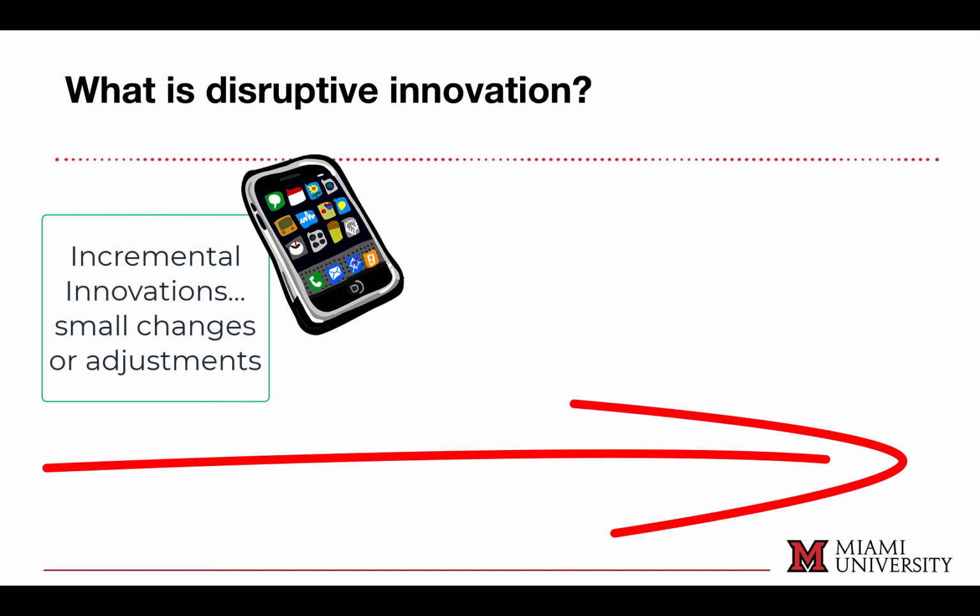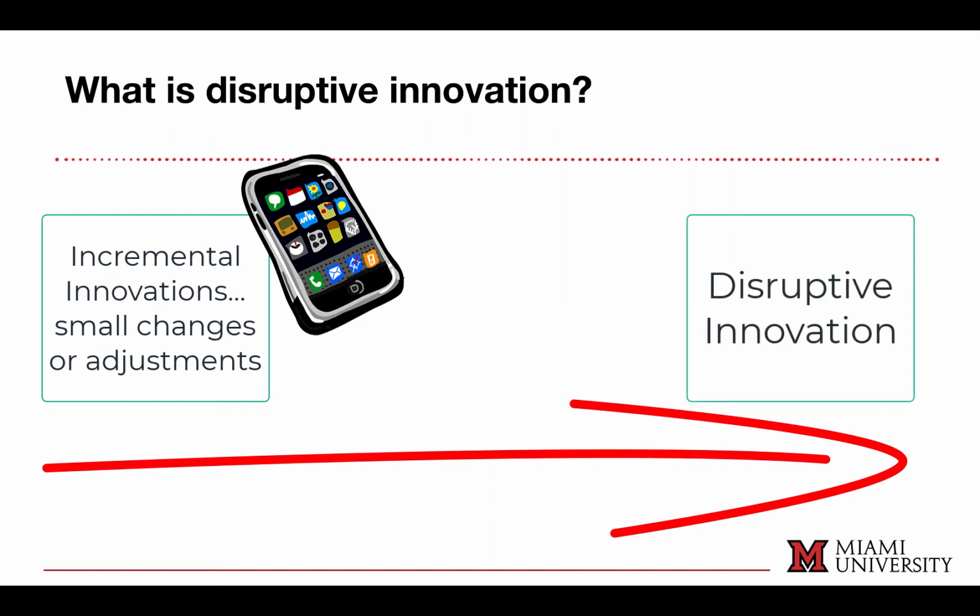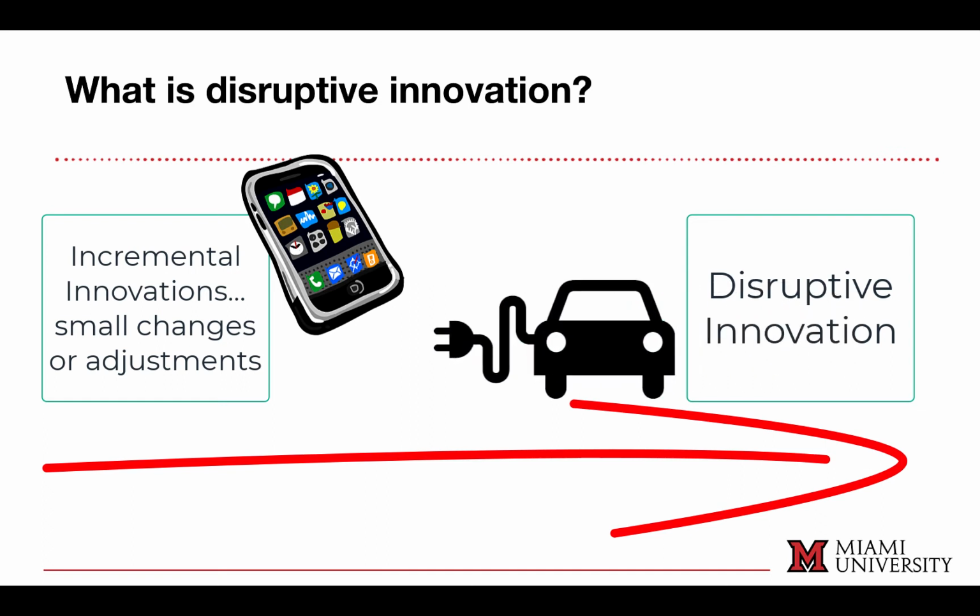They're just making tweaks, small improvements, minor innovations. Disruptive innovation is on the total other end of that. Some people would say that Tesla is a classic example of disruptive innovation.